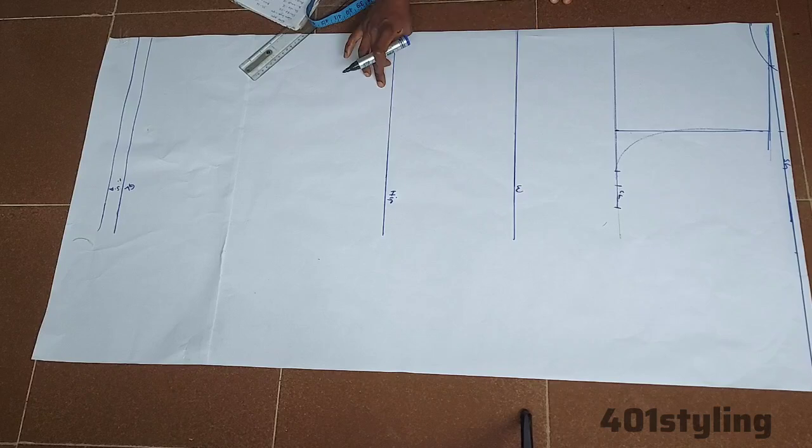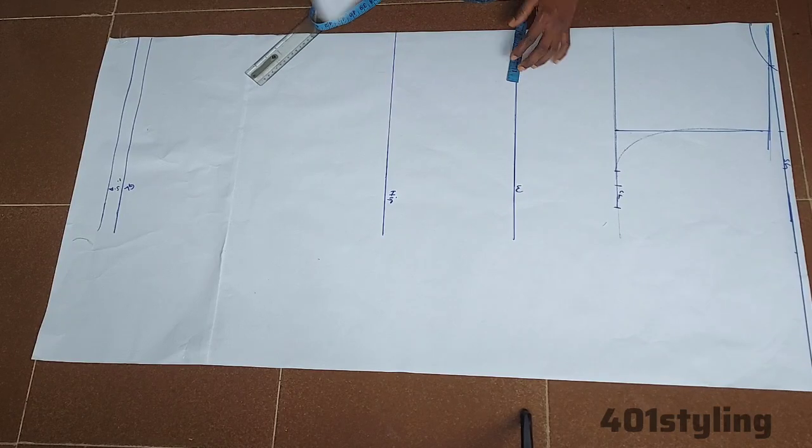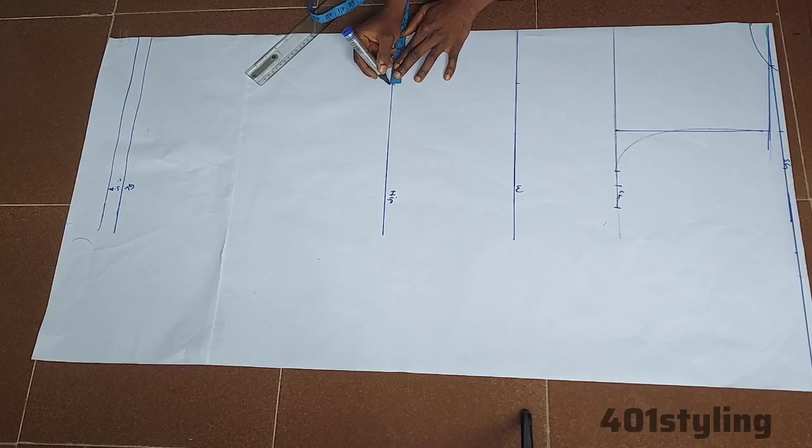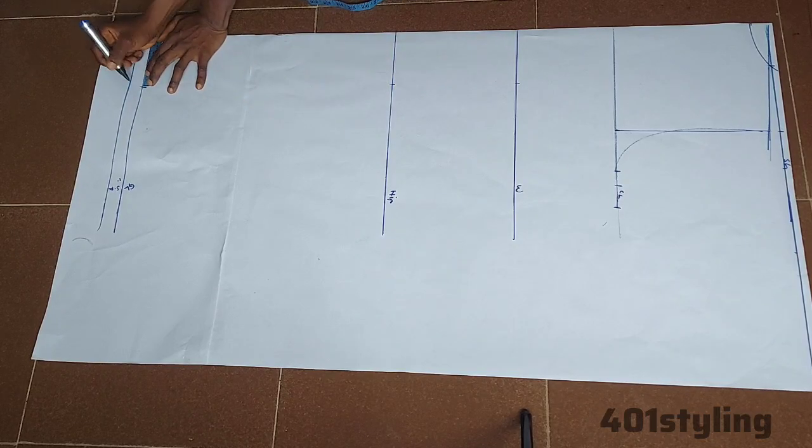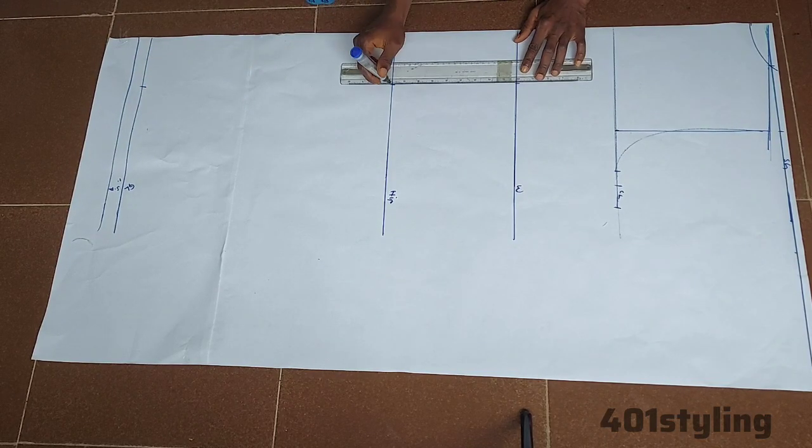You're going to start by dividing your nipple to nipple measurement into 2, and you're going to mark whatever you have from the center back forward this way, from the chest line to the dress length, and you're going to connect it with a straight line.